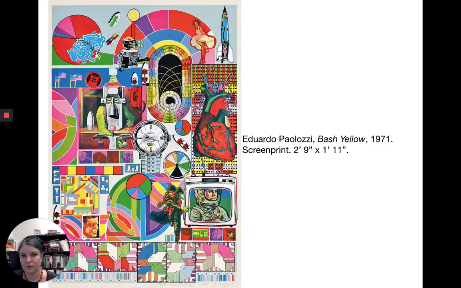Okay. So this is Eduardo Paolozzi. He is born in 1924. He dies in 2005. So he's Hamilton's Scottish counterpart in a lot of ways. He is born in Scotland. His parents are Italian immigrants. He's born in Edinburgh, which is the capital of Scotland.